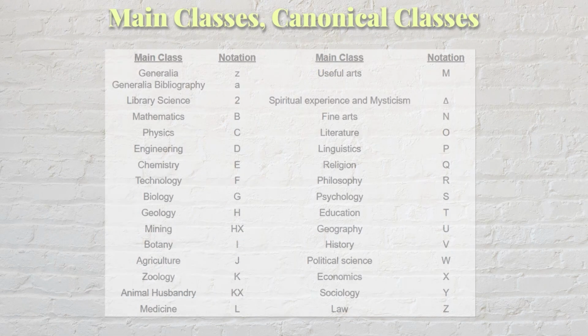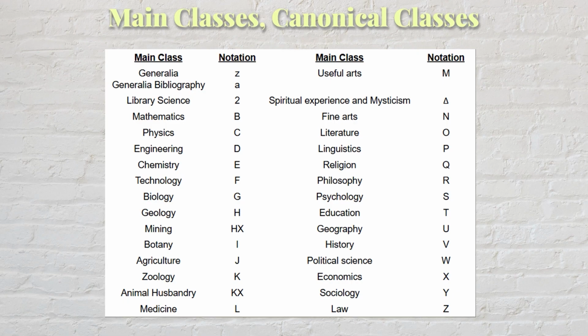And again here we present the main classes and their notation as we get from chapter 1 in part 2. Here the notations almost all are in capital letters except generalia class, that is indicated in small z, and general bibliography is indicated in small a, and the notation for library science is 2. From mathematics to law all are indicated by capital Roman letters, and partially comprehensive subjects such as mathematics to medicine and useful arts come under the physical sciences.